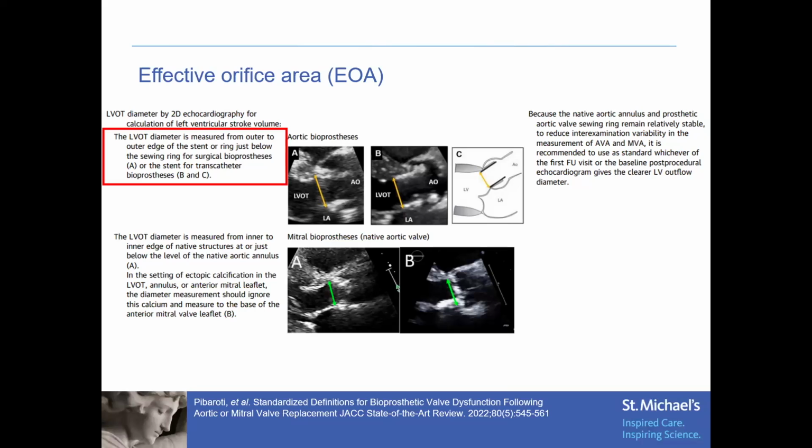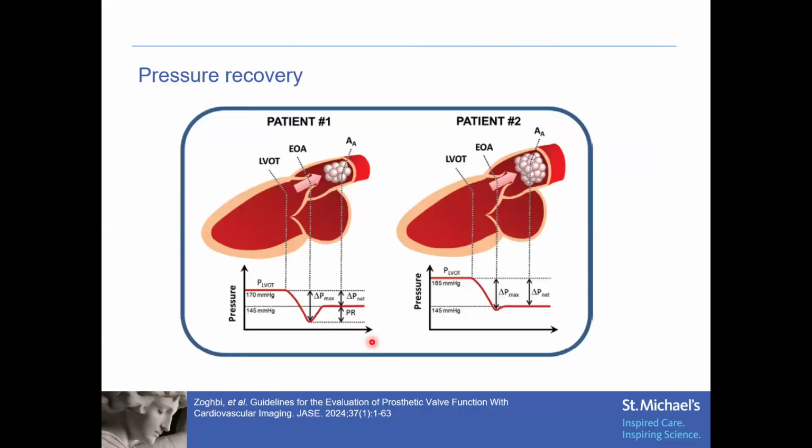When we talk about measuring the LVOT, you want to look for the outer edge to outer edge, as shown in Figure A here. Just outside the stent ring, at the bottom of the most proximal aspect of that ring in the LVOT, outer edge to outer edge, so that you find the most accurate EOA. And in native valves, you tend to go for what is shown here in the bottom, which is the inner edge to inner edge. So it's a little bit different. So just important to keep that in mind.